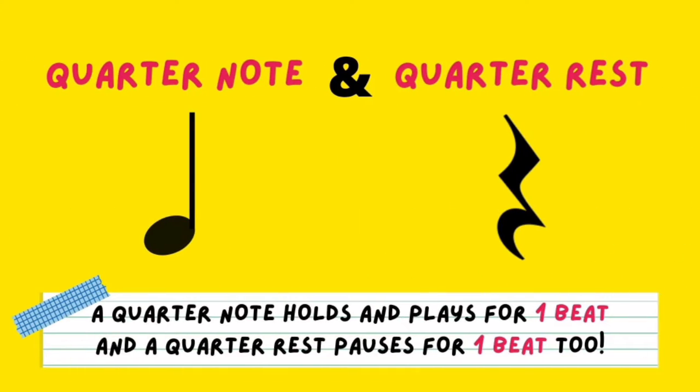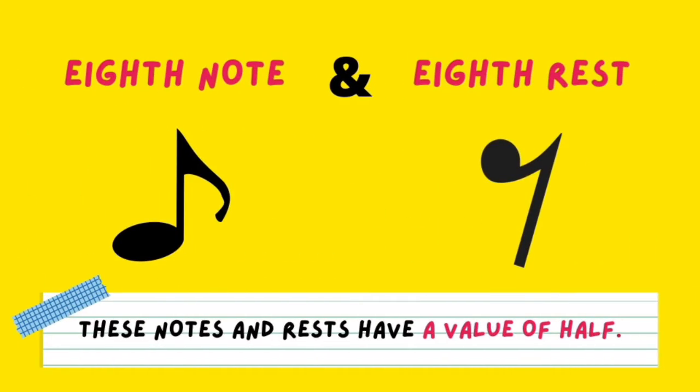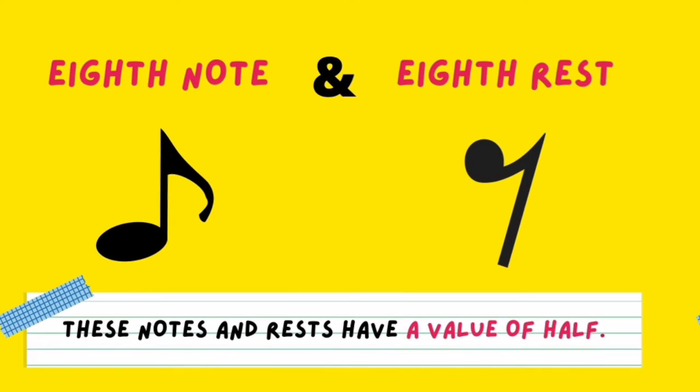Don't forget the quarter note and rest. In a musical staff, a quarter note holds and plays the note for 1 beat, and a quarter rest pauses for 1 beat too. The next note is an eighth note that looks like the quarter note with a flag attached to the stem. We also have the eighth rest that looks like a slash with a flag on it. And these notes and rests have a value of half.